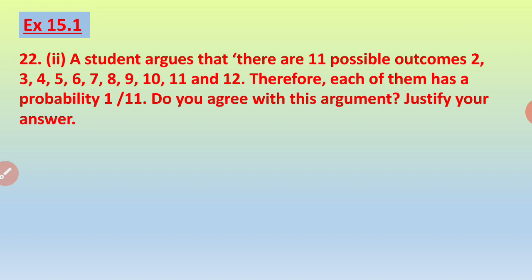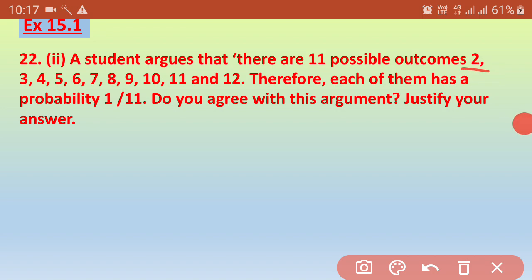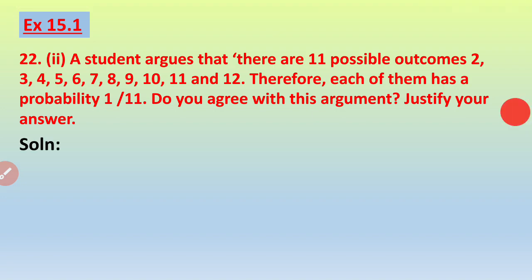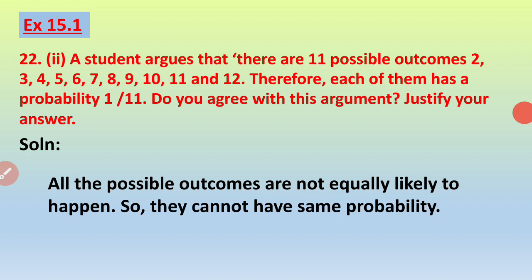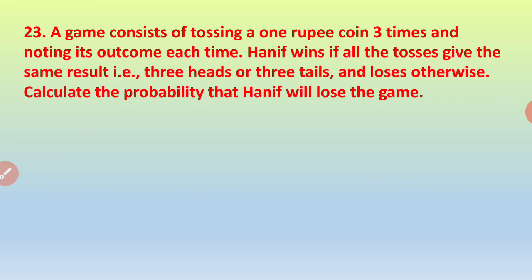Justify your answer. So children, to get the sum as 2 and the sum as 3 and so on, you have already seen that the number of chances is different. It's not the same. It's not equally likely for all. We get the sum as 2 only once. For the sum to be 3, we are getting it in 2 ways. So the events are not at all equally likely. So we will say that all the possible outcomes are not equally likely to happen, so they cannot have the same probability. With this, we'll proceed.